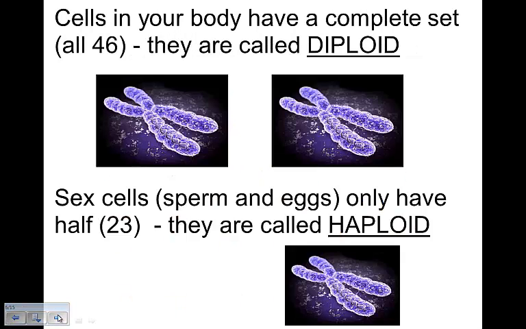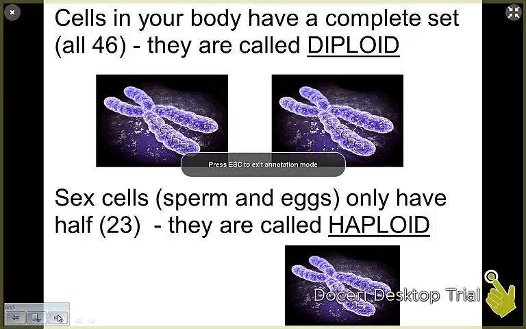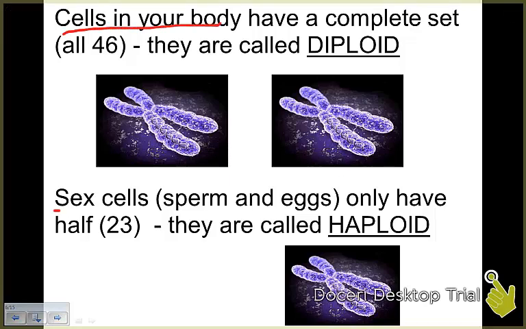All right, so we have this concept called ploidy. The cells in our body, remember I said the body cells and the sex cells. The body cells have a complete set. There's 46 all the time. So it goes through mitosis. We get an exact copy. We go from mother to daughter. Mother has 46. Each daughter has 46. When they have a complete set, when there's all 46, they're called diploid.